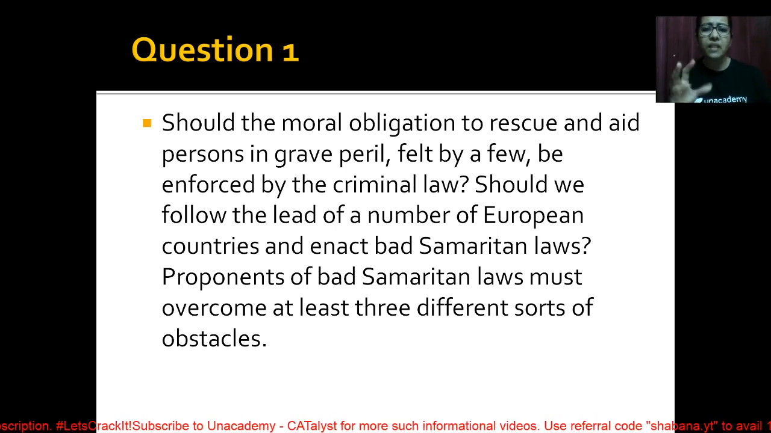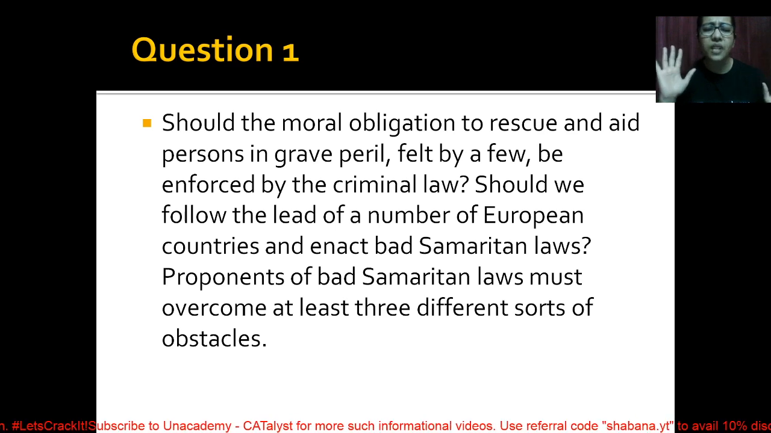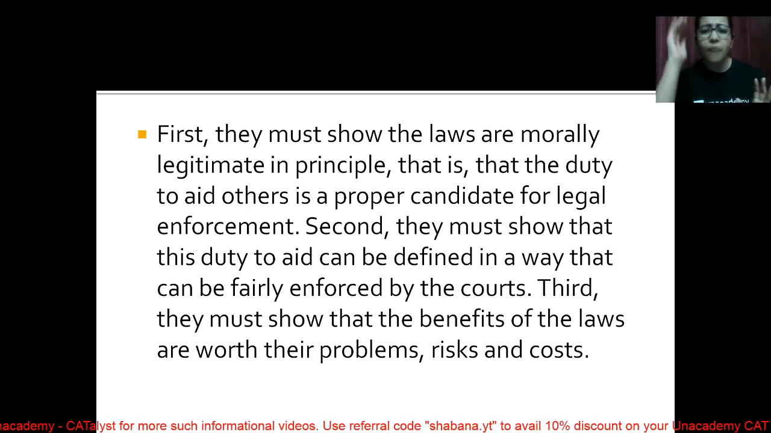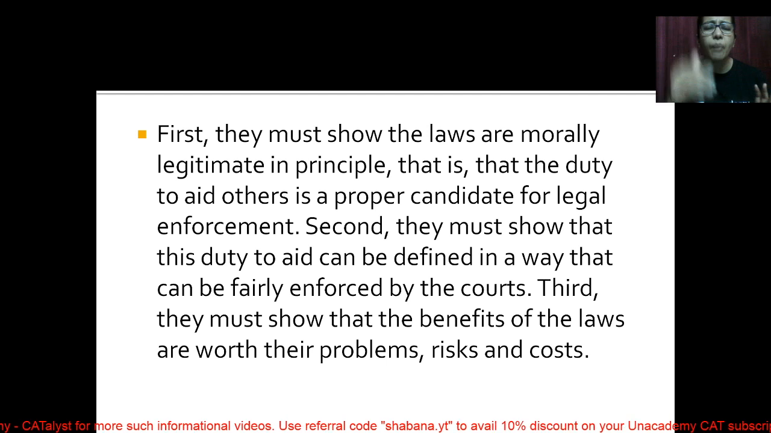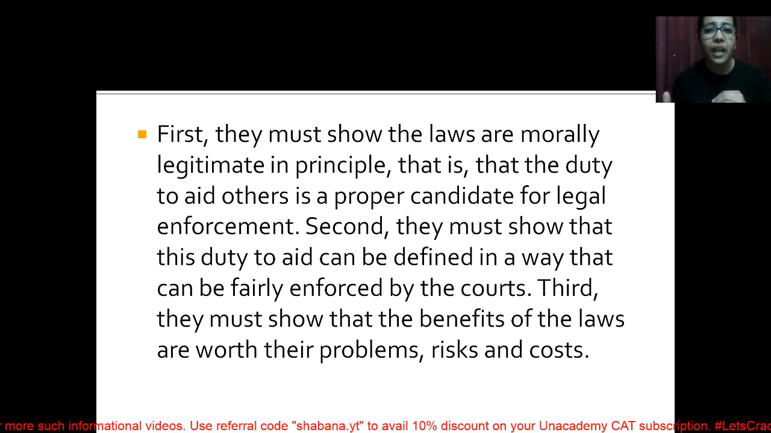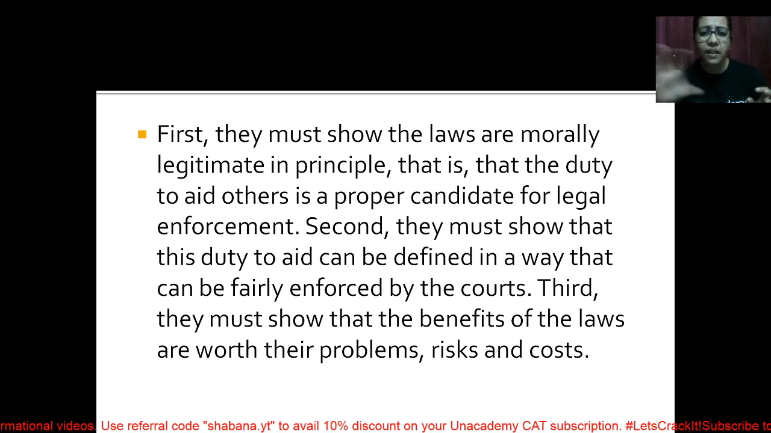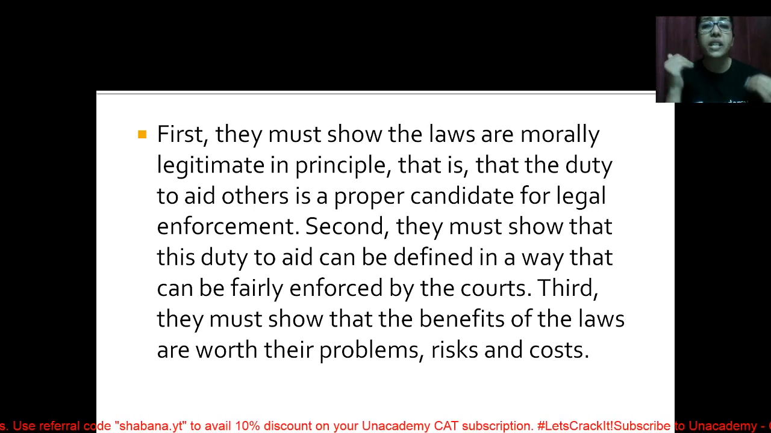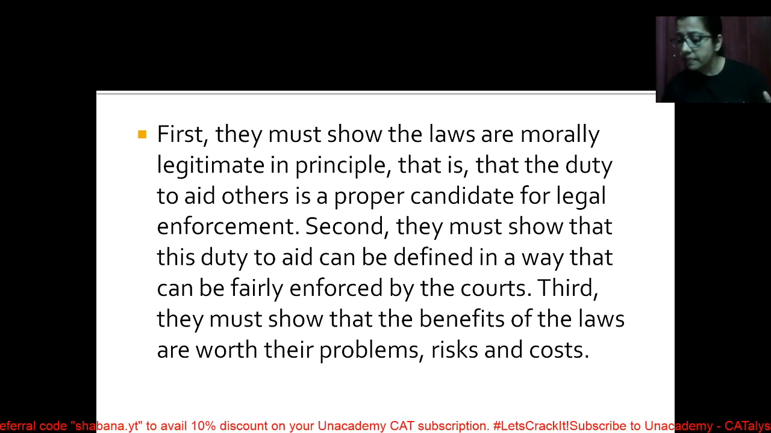Then proponents, obstacles, okay. Next part. They must show the laws are morally legitimate. Now I'm going to do real skimming over here. Because there are three points, I don't need to go through the three points. They won't come into your summary, they will only give the overall idea. Second, their duty. Third, benefits of the law. Risk. Finished. I won't read this page at all.